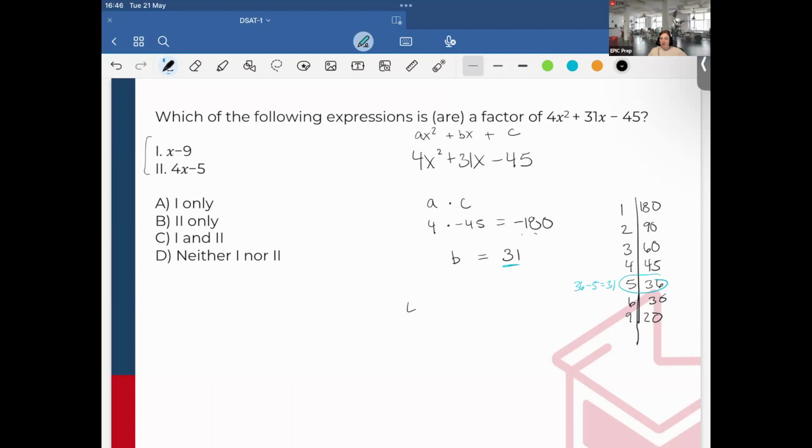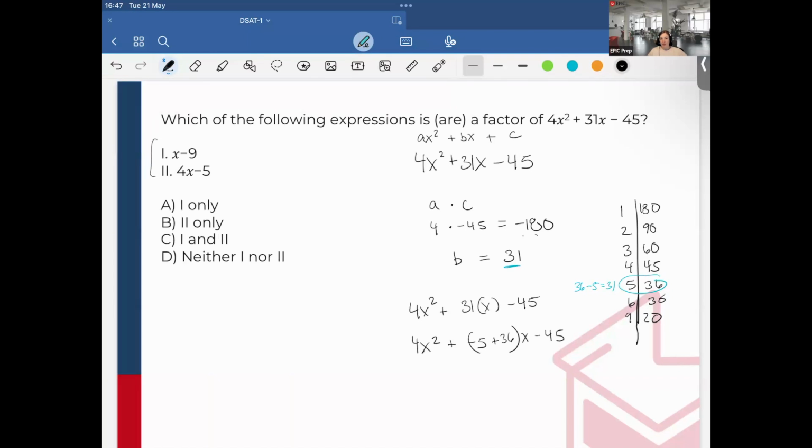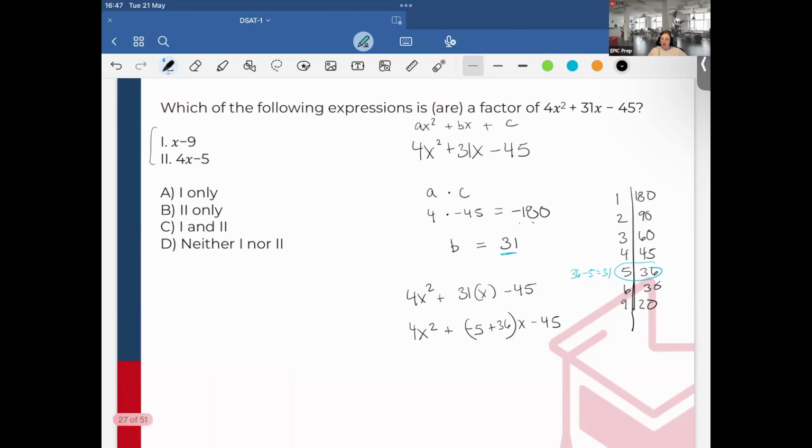So now I write 4x squared plus 31x, right, minus 45. Now I know, because I found my winning pair, that would be 4x squared minus 5 plus 36, factor out the x, minus 45. Okay, so now I'm going to have my two groups when I distribute the x. So I have 4x squared minus 5x plus 36x minus 45. And then I have my two groups, right? I have my 4x squared essentially, and then I have my 36x minus 45.